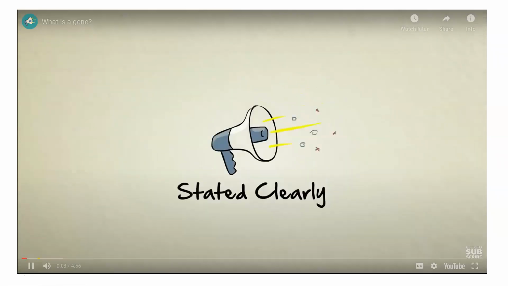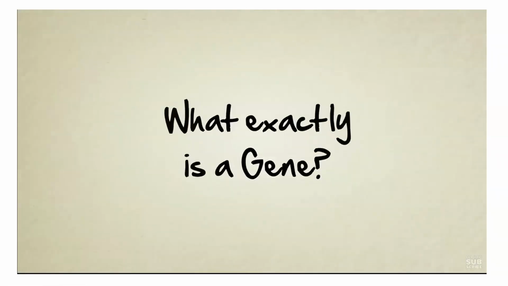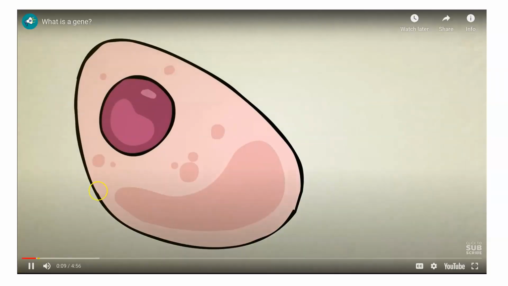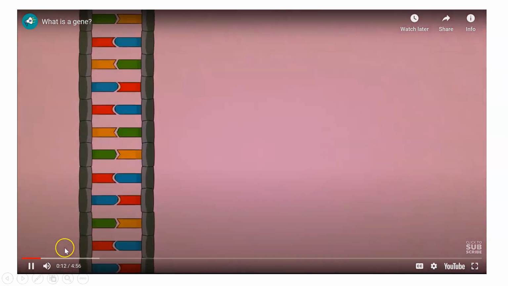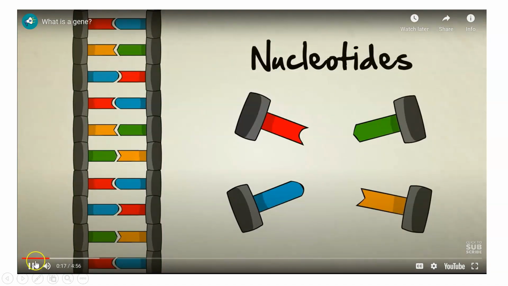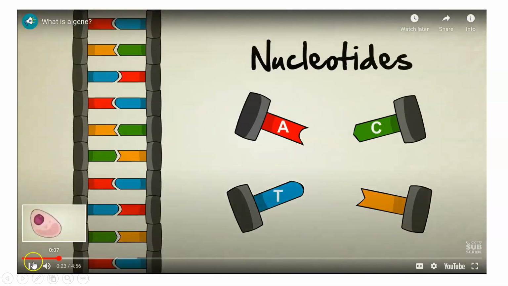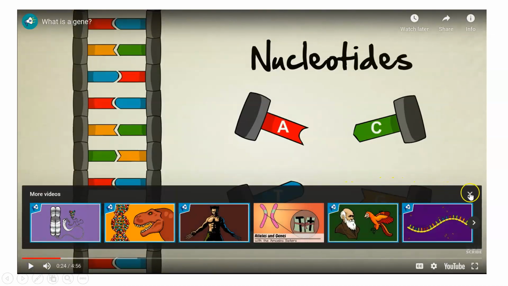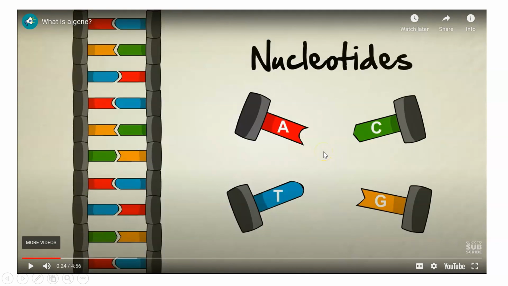Stated Clearly presents, what exactly is a gene? Each one of our cells contains 46 strands of DNA. See that ladder? A single strand is made of millions of particles called nucleotides, and these nucleotides come in 4 different types, which scientists have labeled A, C, T, and G. Now those labels for those nucleotides or nitrogen bases, they actually do have names. This is adenine, thymine, guanine, and cytosine. We just label them A, T, G, and C for short. And you can see that these nucleotides line up along the ladder. This is where the instructions are.